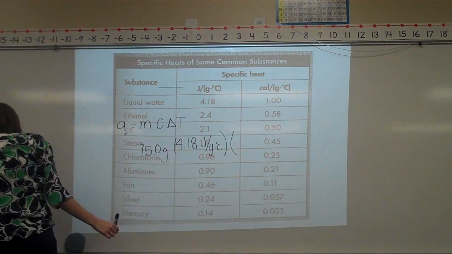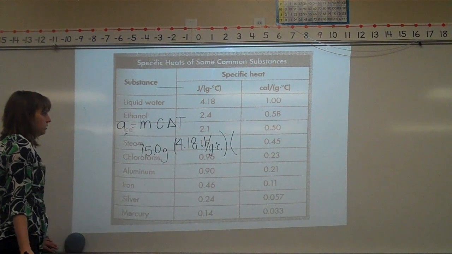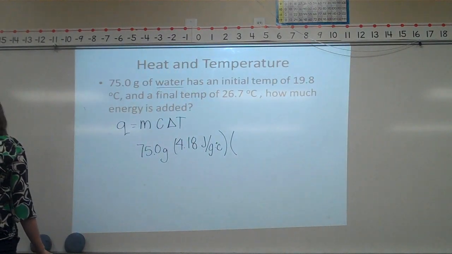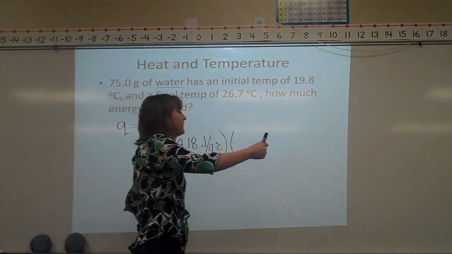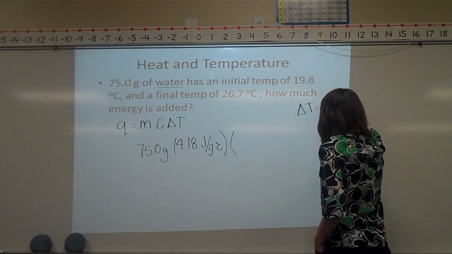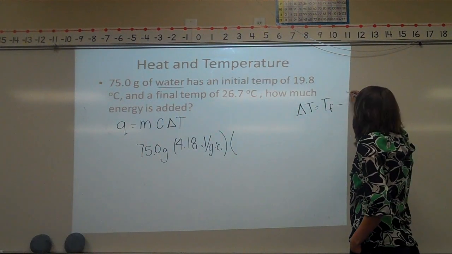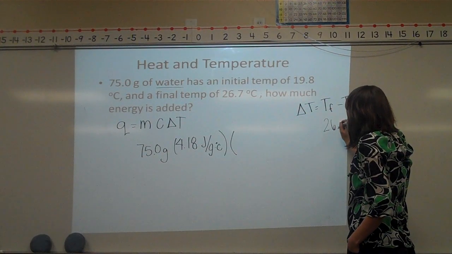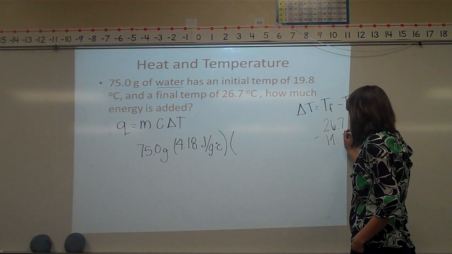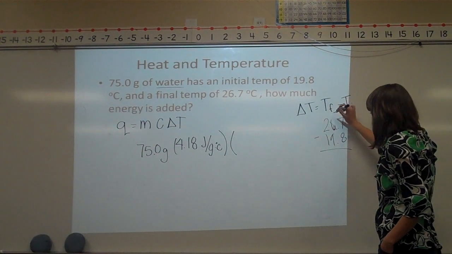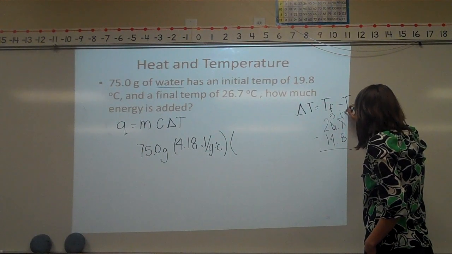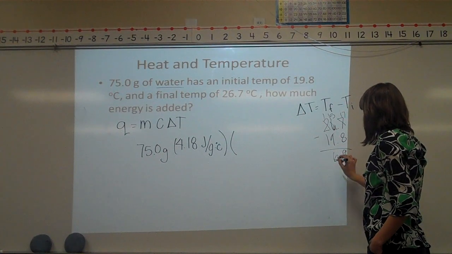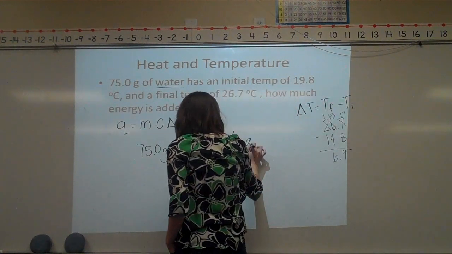And now we're going to multiply that by our change in temperature. Delta T equals TF, our final temperature, minus TI, our initial temperature. So we know our final temperature was 26.7 degrees. We're going to minus 19.8. We can't subtract 8 from 7, so you're going to have to borrow, change this to a 5, change this to a 17, get 9, can't do this, borrow a 1, 15, 6, so 6.9. And this will be left in degrees Celsius.